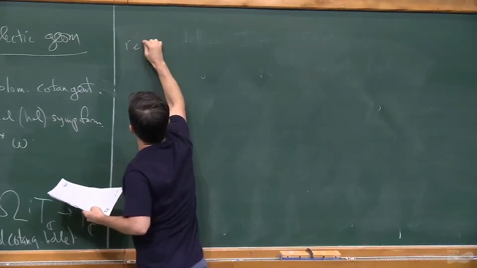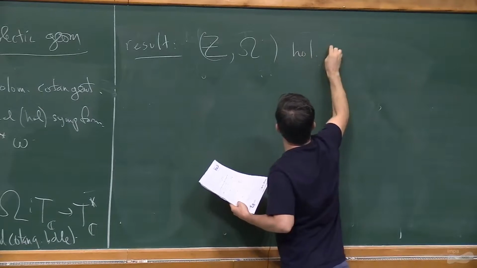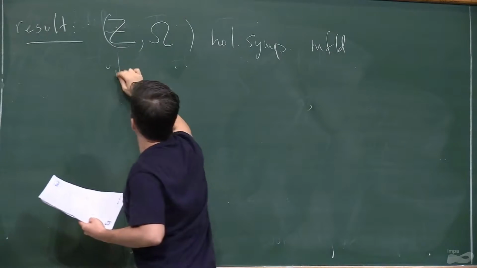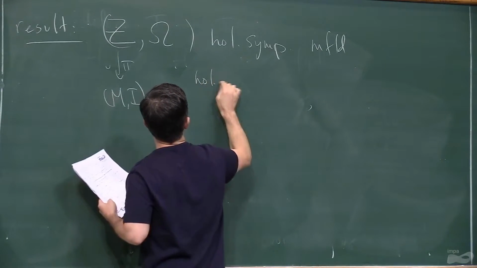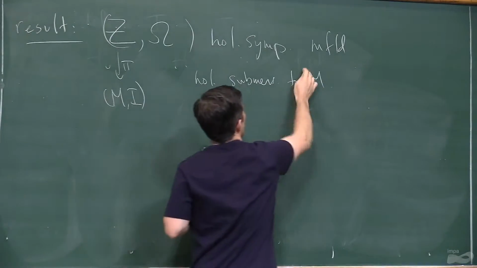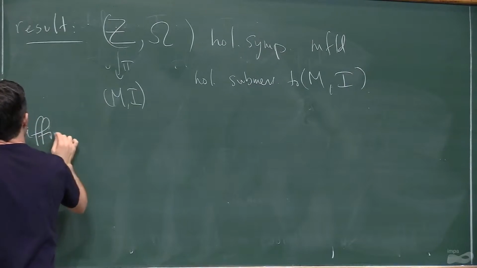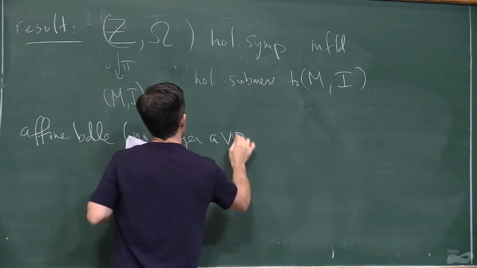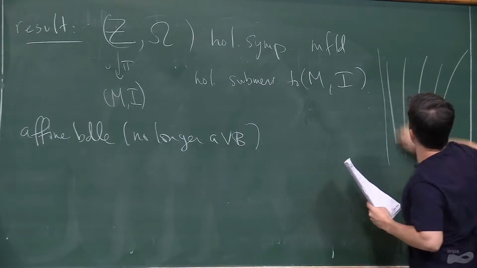So the result, we call it Z. This is a holomorphic symplectic manifold. It has a holomorphic submersion to M with the complex structure. And it is an affine bundle, no longer a vector bundle. It's a bundle of affine spaces. You can think of it like this. This is Z.